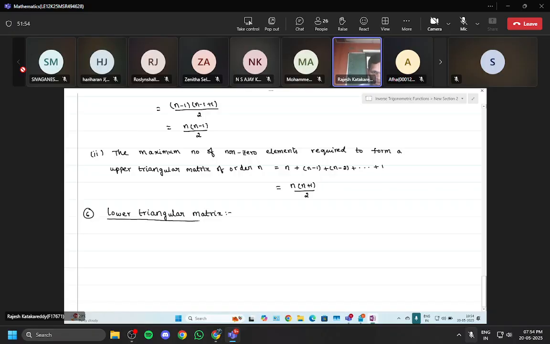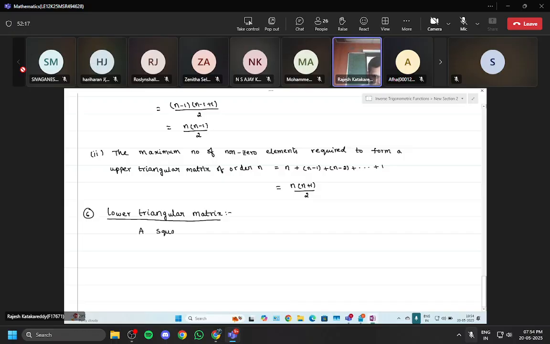So in a lower triangular matrix, 0 should be there above, right? So what should I write? Any doubt, anybody? Akhilesh? No doubt, right?